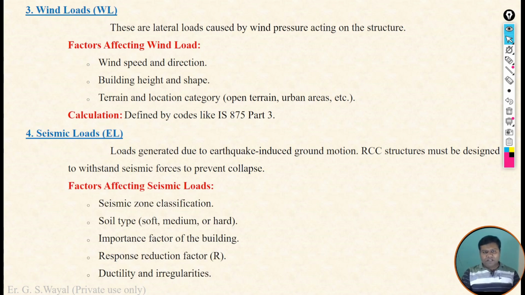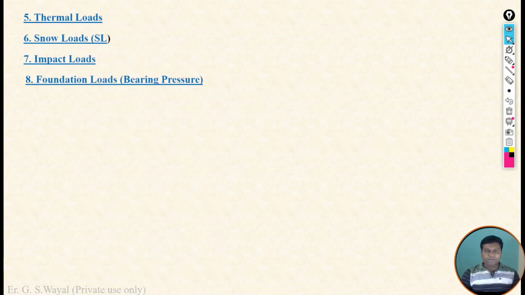Some factors affect the seismic load, like seismic zone classification, where your building stands. As per that zone, we have to consider the zone factor. Soil type is also important, whether your soil is soft, medium or hard. As per those conditions, you have to decide the seismic parameters. Then the importance factor of the building, response reduction factor, ductility, and the irregularities. So we have to consider these factors to calculate the seismic load. The code IS 1893 Part 1 is used to calculate the seismic load. We will see everything one by one in an upcoming session.